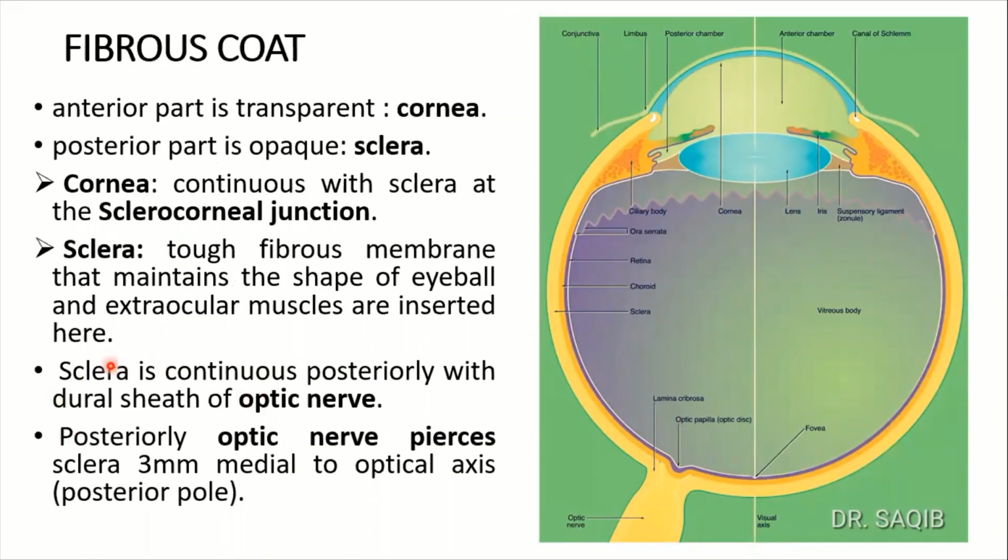So this is the thing, and posteriorly the optic nerve pierces the sclera 3 millimeter medial to the optical axis at the posterior pole. Here you see, this is the piercing of the optic nerve, right? It pierces the sclera 3 millimeter medial, right? This is the point, which is the optical, the visual axis, and 3 millimeter medial or nasal to that, it pierces the sclera, the optic nerve. Here it is piercing it.